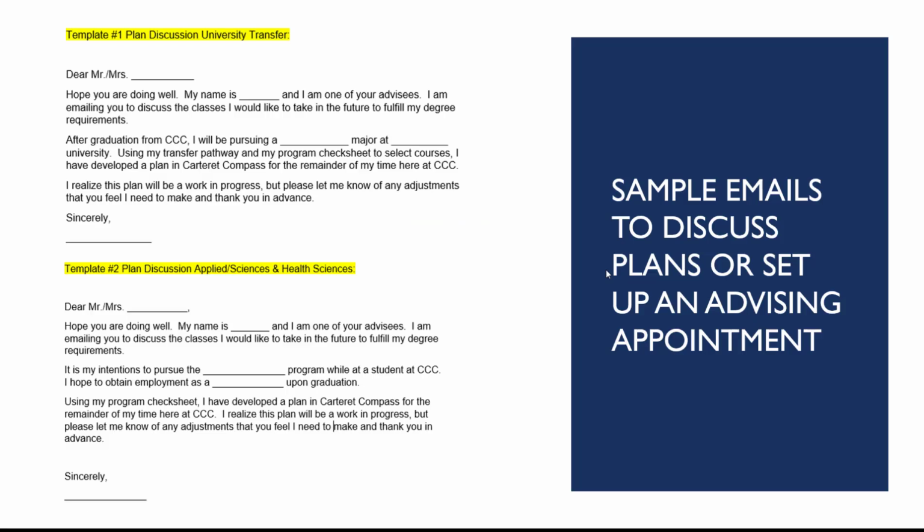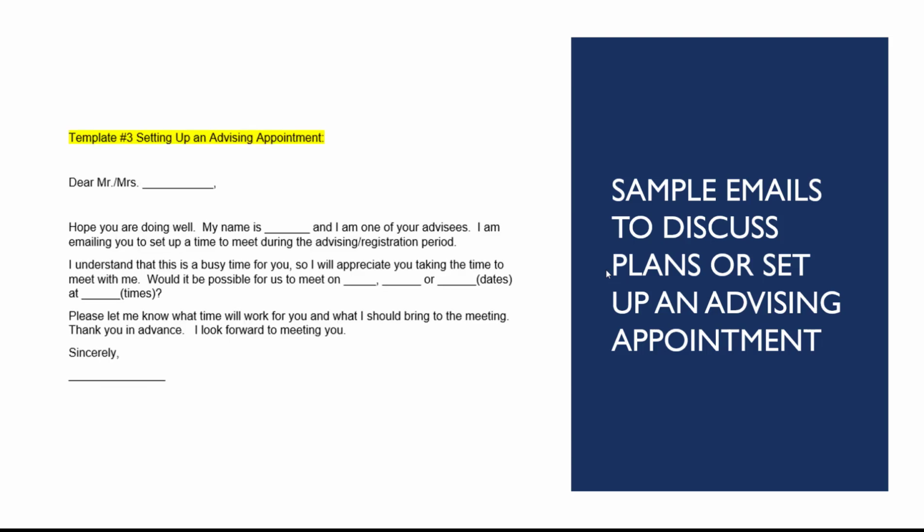If you have never emailed your advisor before, if you look under lesson resources for this module, I'm giving you templates that you can feel free to modify and use. If you'd rather type your own, that's completely fine as well. The first template is for a university transfer student. The second template is for our applied sciences and health sciences students. And the third template is for you to set up an advising appointment. So you can choose which one works best for you. As I have mentioned previously, I would strongly suggest you go and meet with your advisor in person. It is so much easier to work out your schedule face-to-face than it is trying to work it out online.